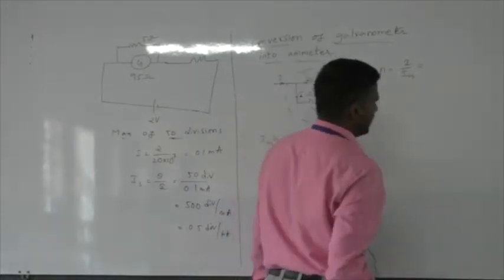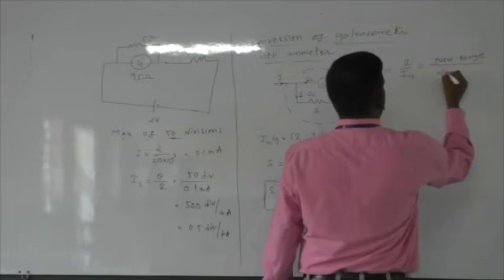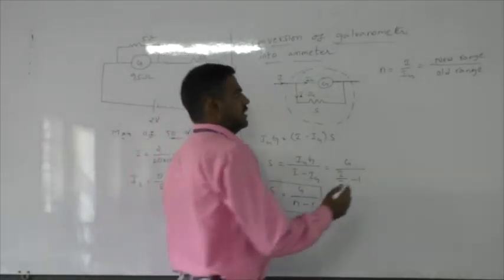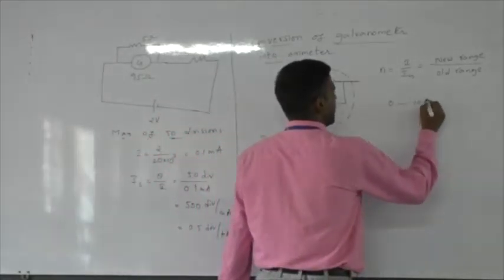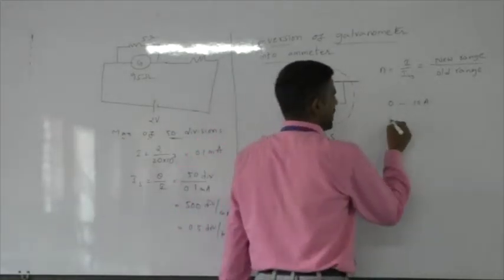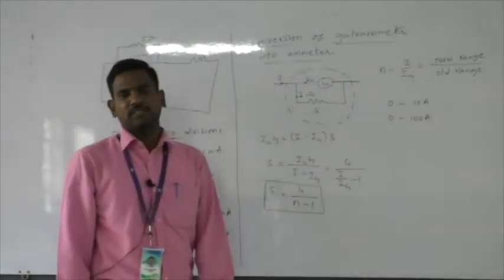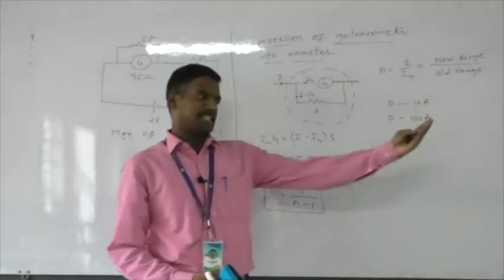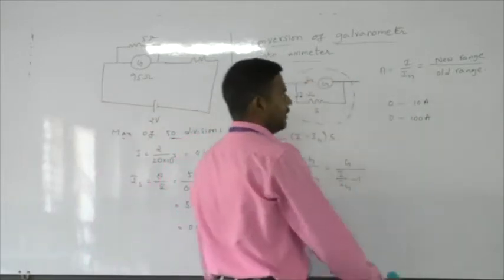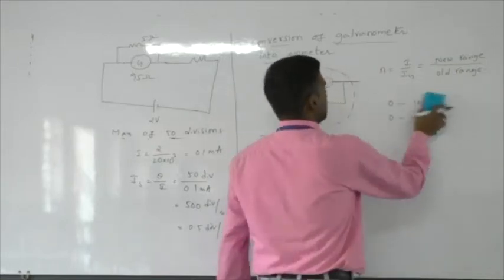That can be understood like this: I by Ig has another meaning, that is the new range divided by the old range. What is the meaning of this range? For example, if I take one ammeter which can measure from 0 to 10 amperes, its range is nothing but 10 amperes. If I take one ammeter which can measure from 0 to 100 amperes, its range is nothing but 100 amperes. So that's what is called a range. Range is nothing but maximum minus minimum. So this N could be defined as I by Ig, which has another meaning: new range divided by the old range. And very good.